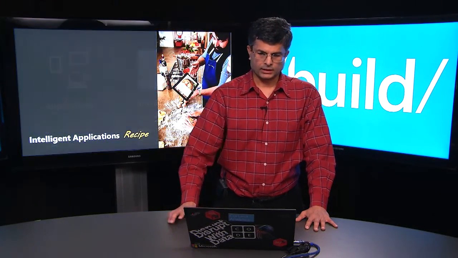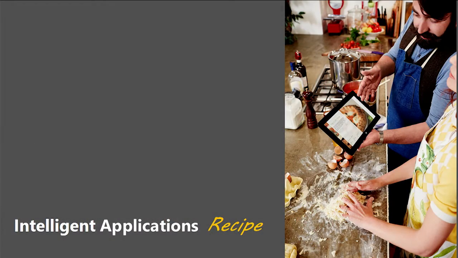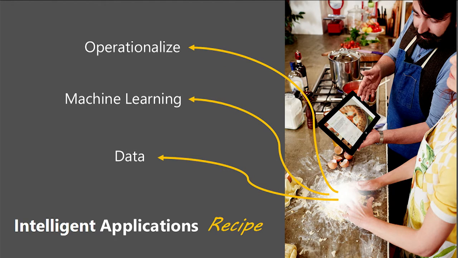Next, let's look at the recipes that go into building intelligent applications. At a high level, there are three main ingredients to create your intelligent application. First, you start with data, lots of data. And again, as we mentioned, this data can be from within the enterprise, from outside your department, and also from the public data and data from social feeds.